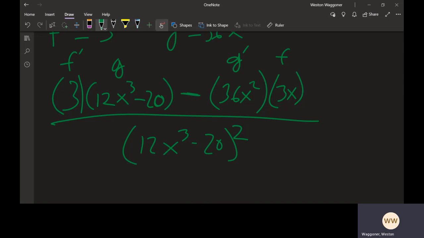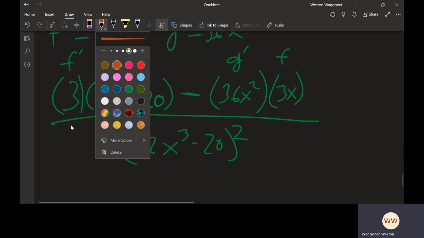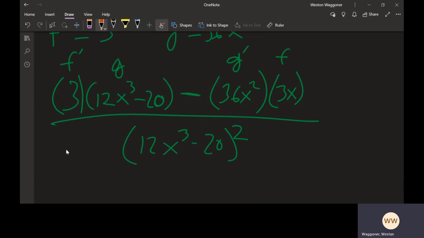Okay, I'm just taking exactly what we have for G, and I'm squaring the whole thing. So there's probably a couple things that we could do. Let's start to simplify. What I'm going to do now is distribute this 3, and then I'm going to distribute this 3x. I guess I said distribute, but just multiply that 36x squared.